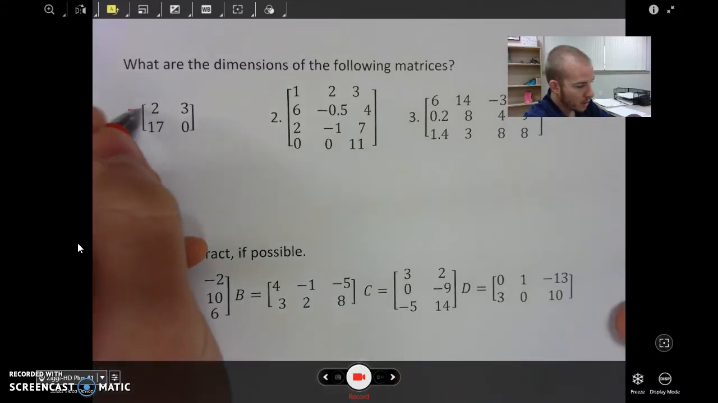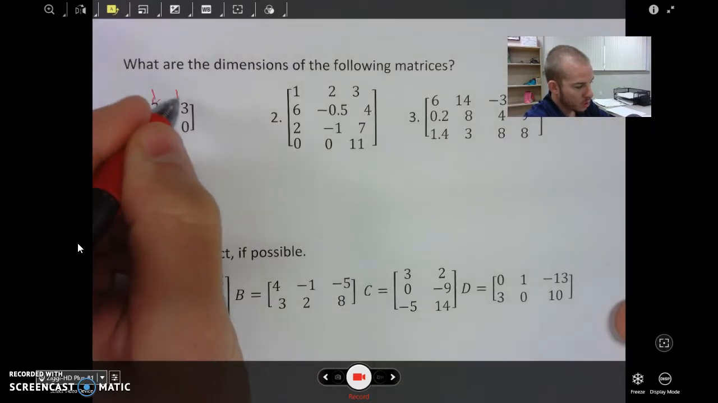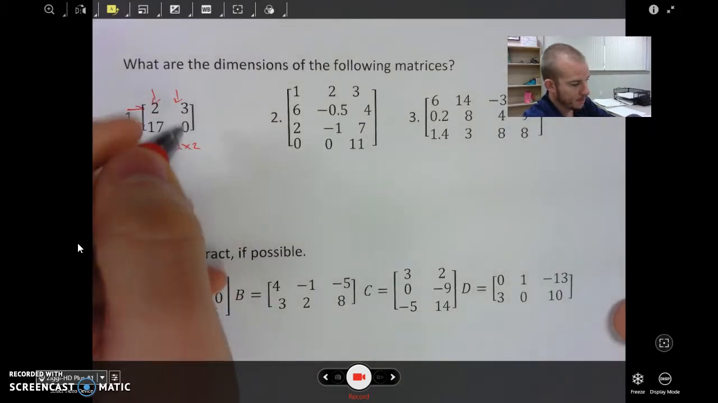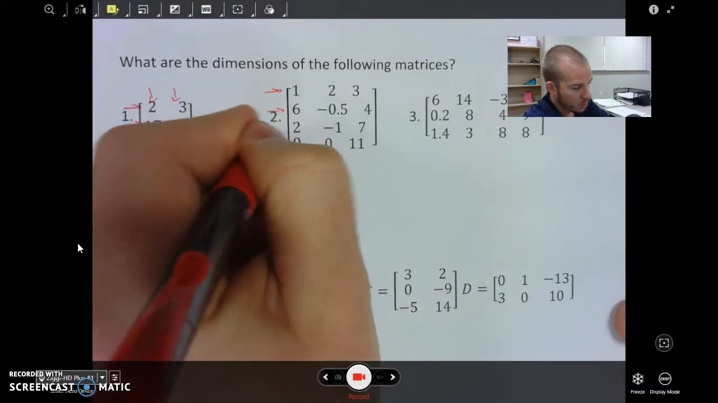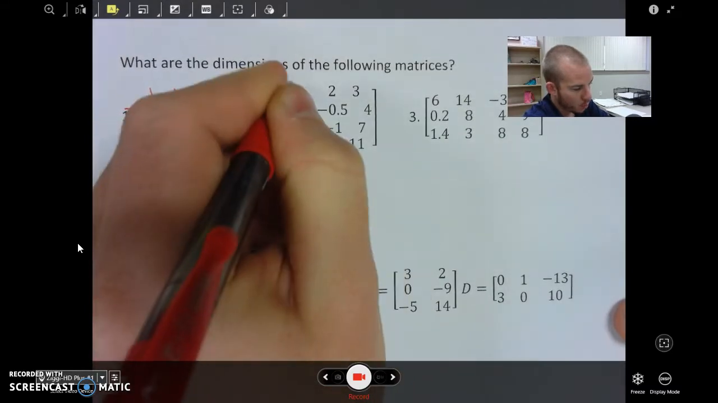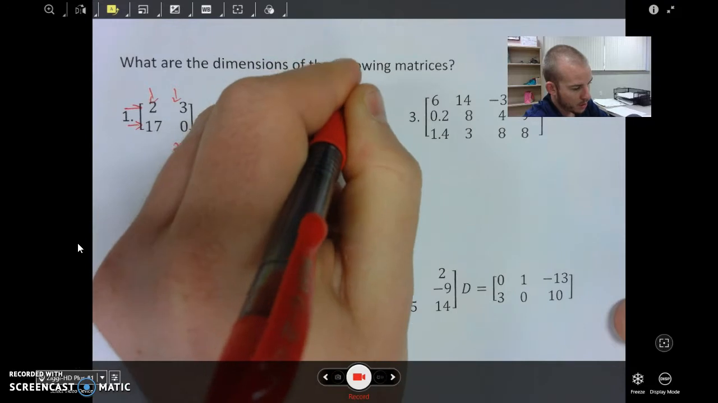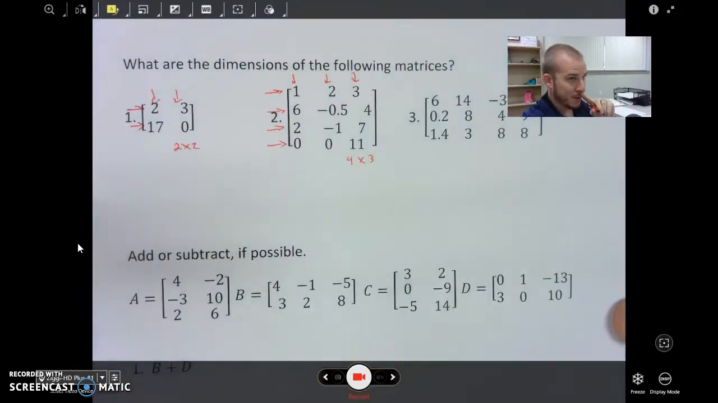Well, there's 1, 2 rows, 1, 2 columns. This is a 2 by 2 matrix. There's 1, 2, 3, 4 rows, 1, 2, 3 columns. This is a 4 by 3 matrix. Obviously, that's a pretty big matrix. We're going to see big ones all the time. You might, for the most part in this class, maybe see up to 3 by 3 or 4 by 4s.